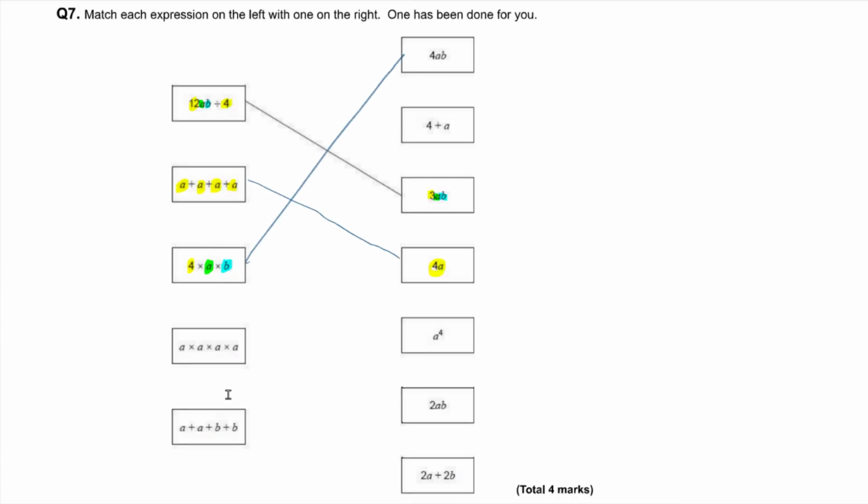A times a times a times a. When you times it by itself, you square it. Times it 3 times, it's cubed. Times it 4 times, that's a to the power 4, isn't it? It's that one. And a plus b plus b. I've got two terms in a that I can add together. I've got two terms in b that I can add together. So a plus a is 2a, b plus b is 2b. So that is 2a plus 2b, that one.